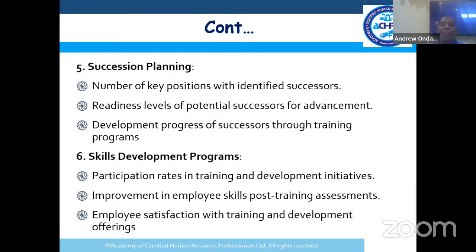Secondly is the readiness level of potential successors. I would prefer to look at these levels in three ways. One, there are those who are ready now. These are people who can replace anybody who leaves like today. So those who are ready now, meaning that they have been prepared adequately to succeed those who leave. Secondly, there are those who are ready soon. And by soon, I mean anytime between 5 months to 1 year.